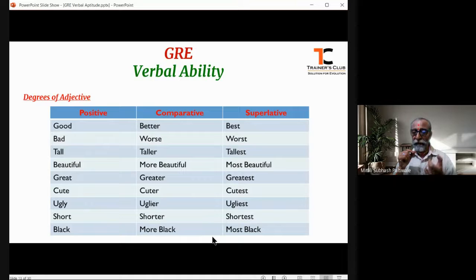Bad, worse, worst. Even most people use is worser than him. No, it is not worser. Worse itself is a comparative degree. Again, you cannot compare a comparative degree with another thing. Worse is worst. He is more worst.